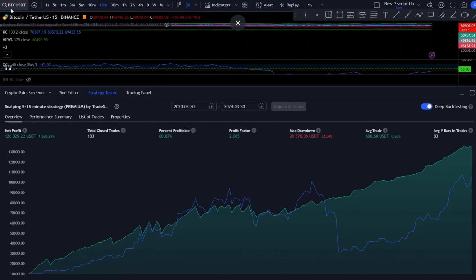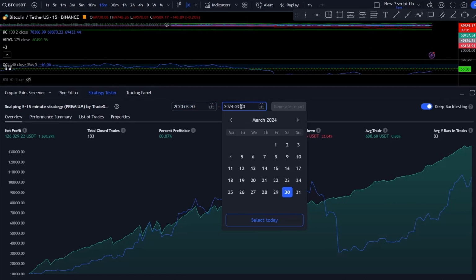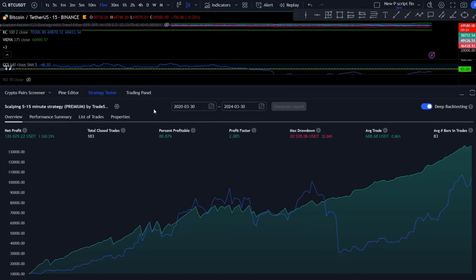Again, I am using the BTC USDT 15-minute chart. I set the backtest for the last 4 years of price data, which is around 1 cycle. And during those 4 years, the strategy took 183 trades, generated 1,260% net profit, with an 80% win rate, a profit factor of over 2, and with 32% maximum drawdown.